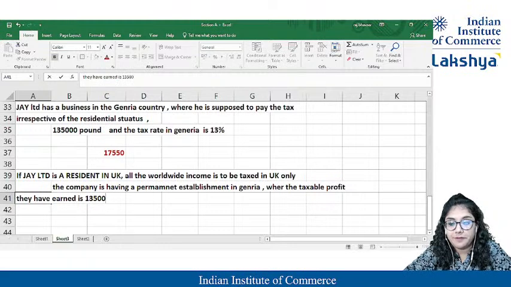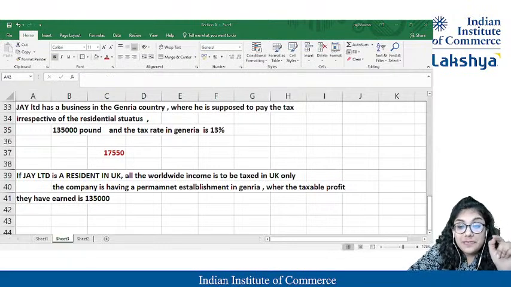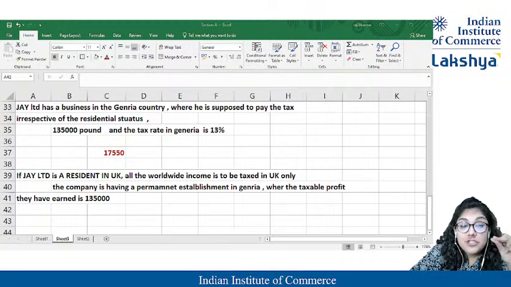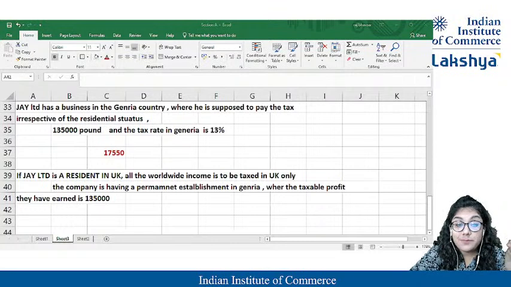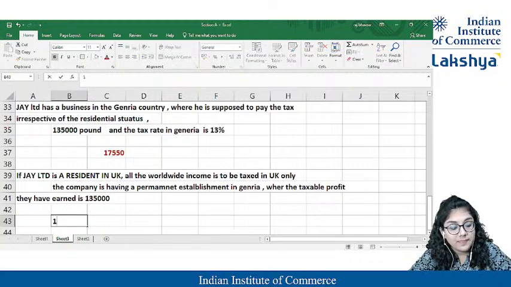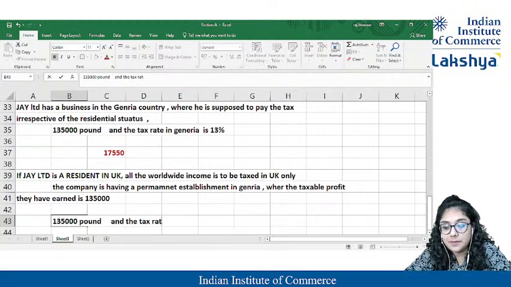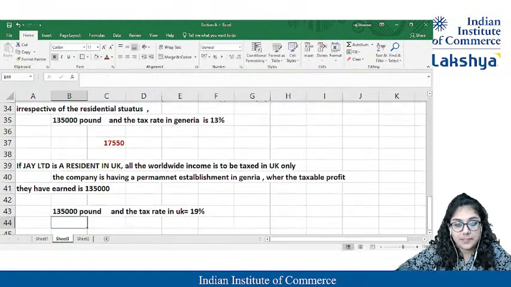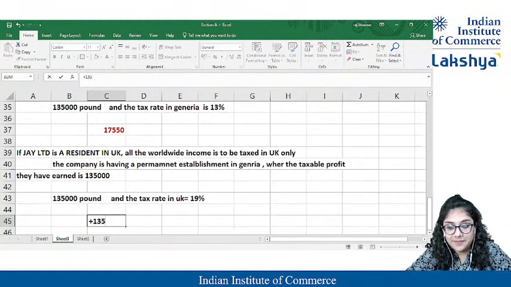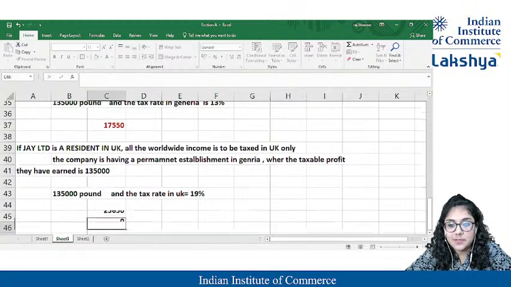is basically 135 pounds. And we know if it is a situation in UK, what could have been the tax liability if J Limited will not make an exemption of election? Then what could be the profits? We know, students, that the amount will be 135,000, and the tax rate in UK is going to be equal to 19%. So that comes to 135,000 into 19%.